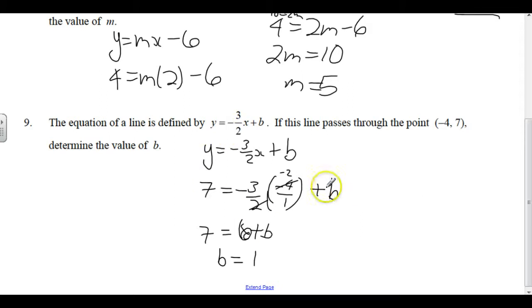Alright, again, what we're doing is we're just substituting in, right? We have a formula, we have something to substitute in, an ordered pair, an x, y.